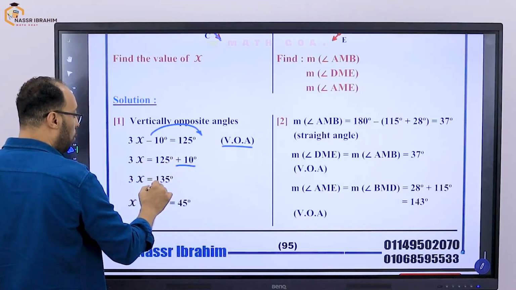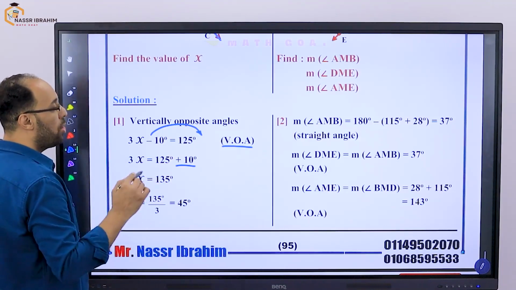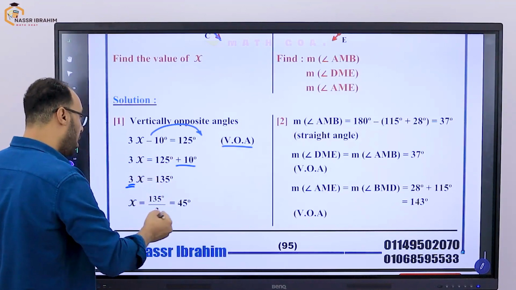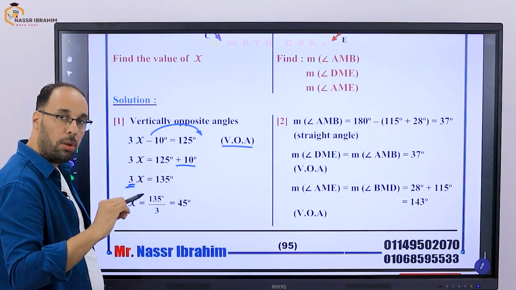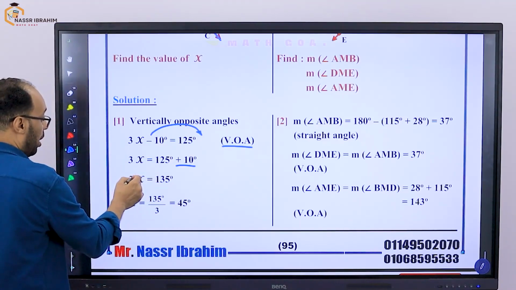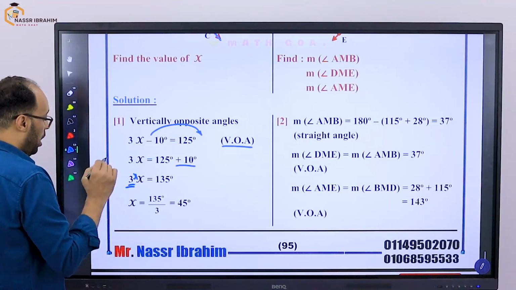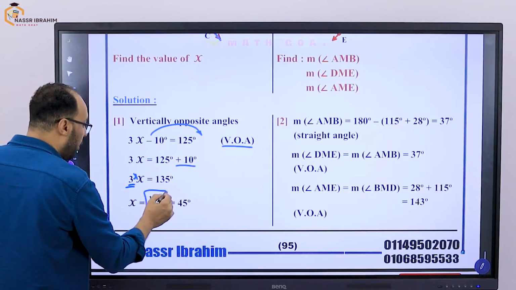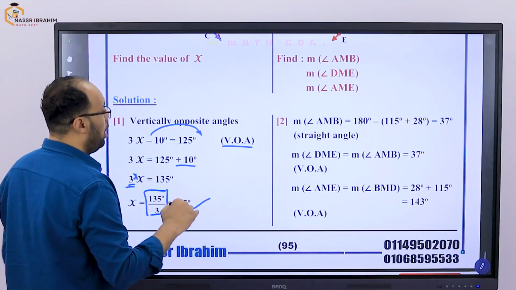125 plus 10 will be 135. Then we will take the number beside x, which is the coefficient of x, to the other side by division. Why? Because we do the opposite operation. It's multiply, so we divide by the number 3. So it will be 135 divided by 3, which is 45 degrees.